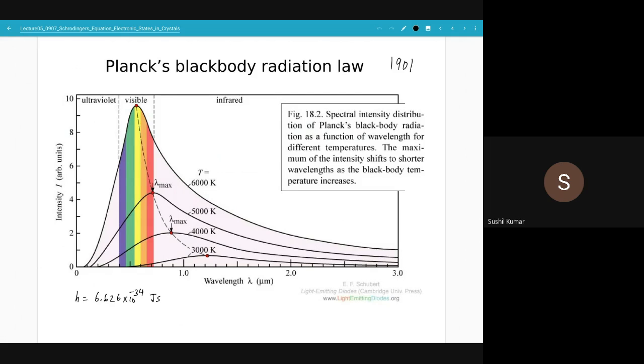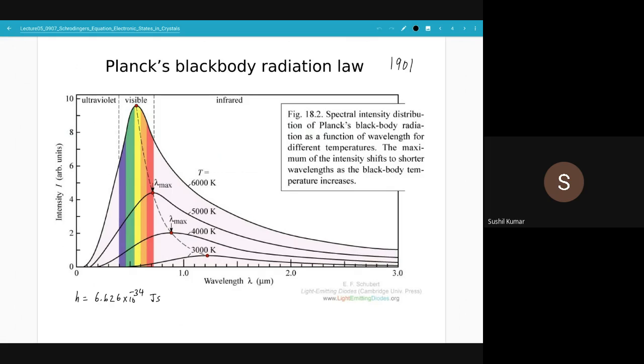The progression of this was, well, people believed light was waves, but in 1901, Planck, and you may be aware of this, I don't think I go into detail in this course, but this is a very interesting derivation.